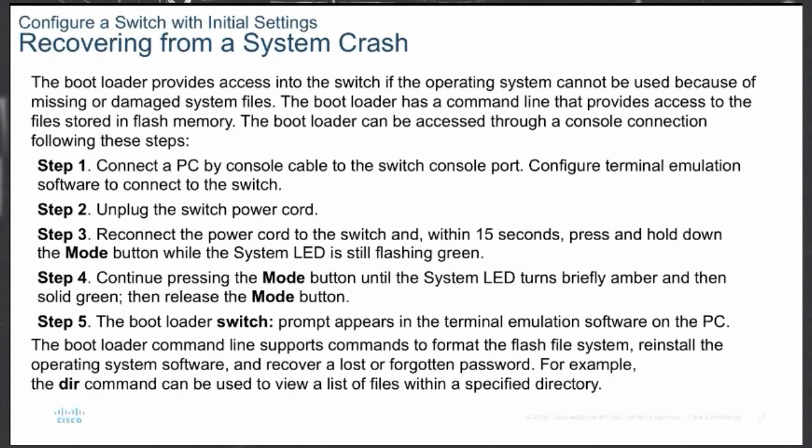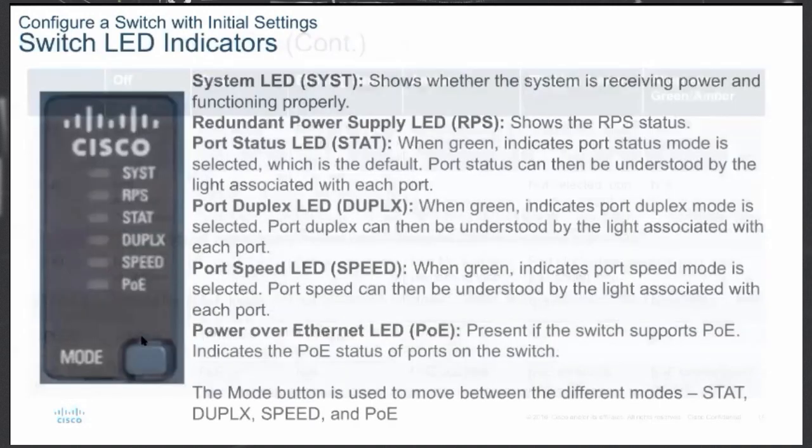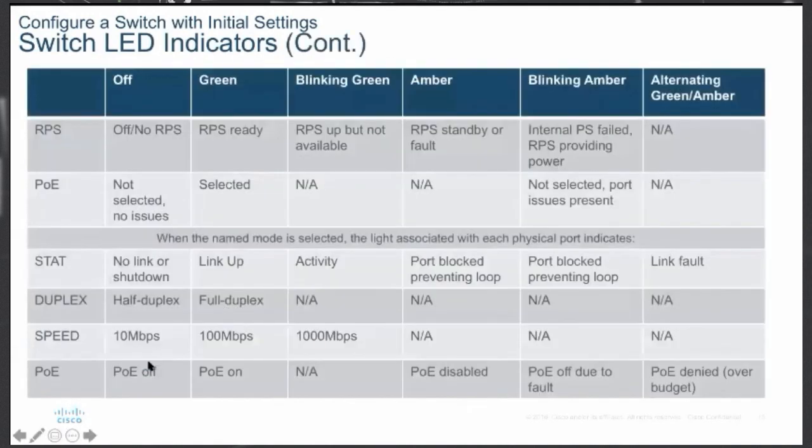So you use that terminal emulation software to connect to a switch from a console cable, right? But what happens if it crashes? You already have that connection of the PC by console cable to the switch port, and you have configured the terminal emulation software in your PC to connect to the switch. The second step you would do is you would unplug the switch power cord, or say you would turn off the switch. The third step is that you reconnect the power cord of the switch, or you turn on the switch, and within the very first 15 seconds, you press and hold the mode button that we have seen here. So you press this button in the first 15 seconds.